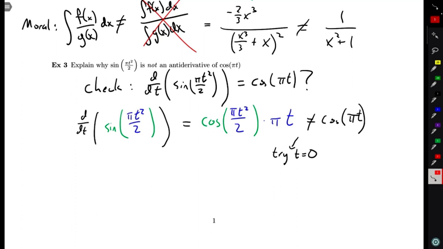So next up, what we're going to explore is the question of, how do we take an antiderivative of cosine of pi t? And in general, how do we undo the chain rule?